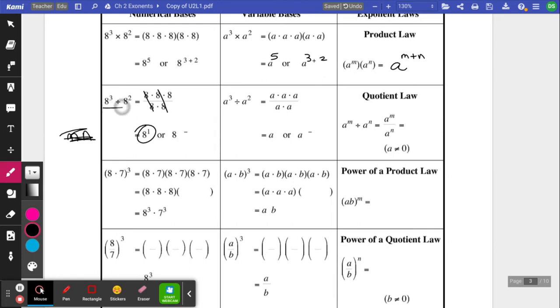Can I go from this concept to this concept without doing repeated multiplication? Yeah, just go 3, take away 2. So a to the 3rd divided by a to the 2, keep the base, subtract the exponents. So here we need to have a to the m minus n. By the way, it's always the top exponent subtracting the bottom exponent.